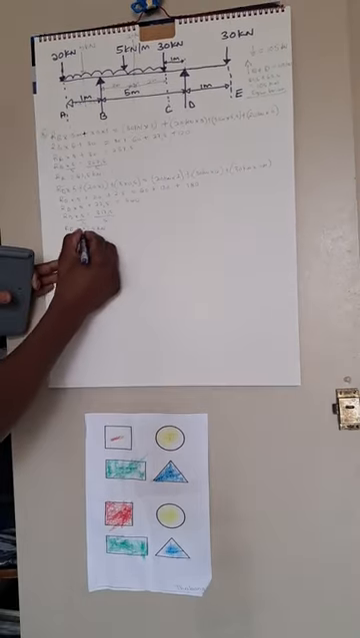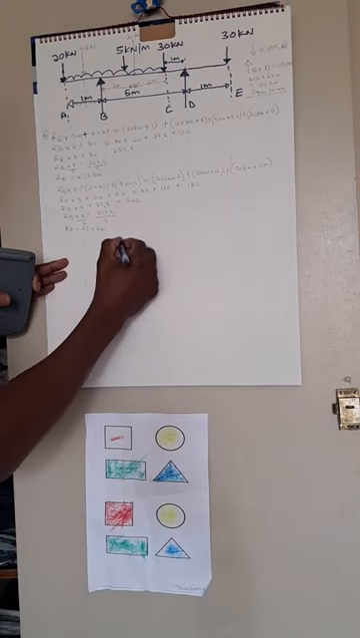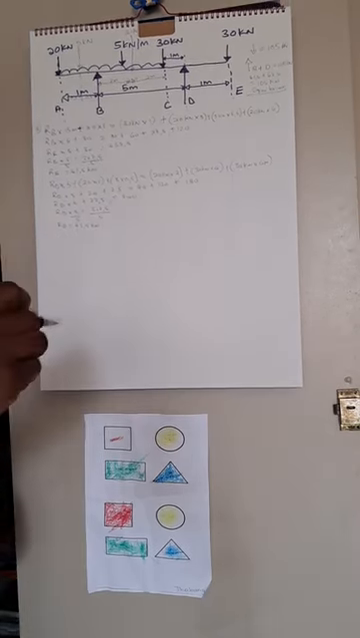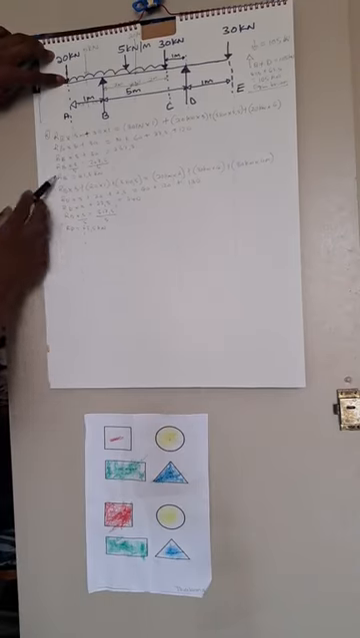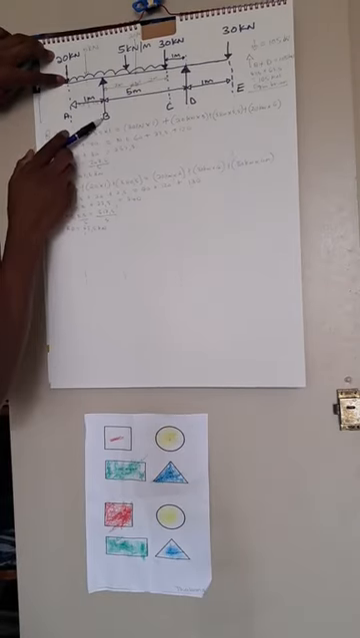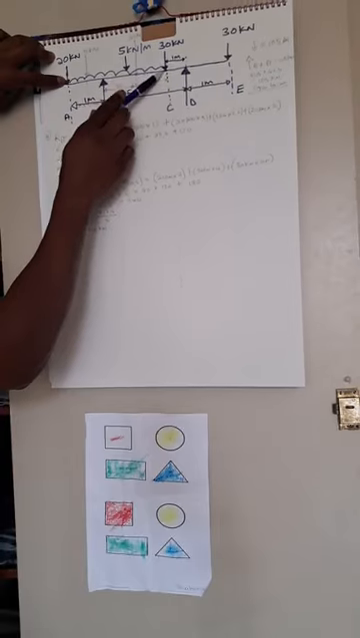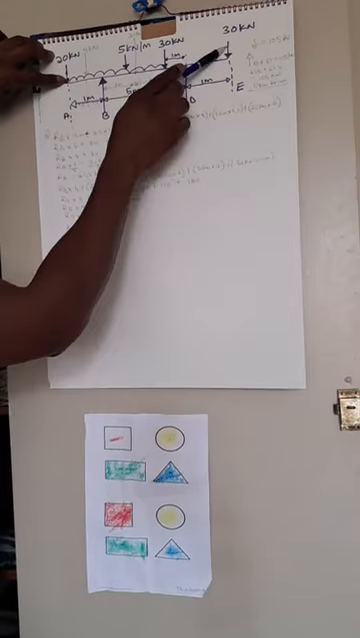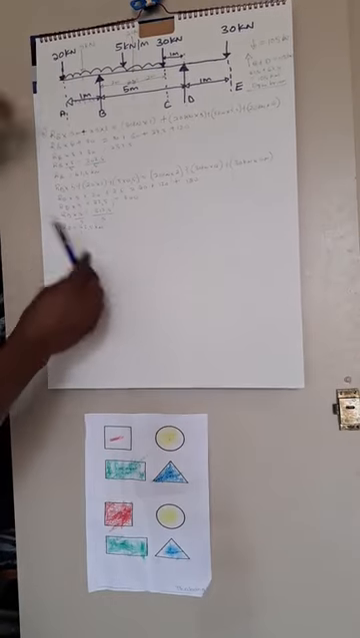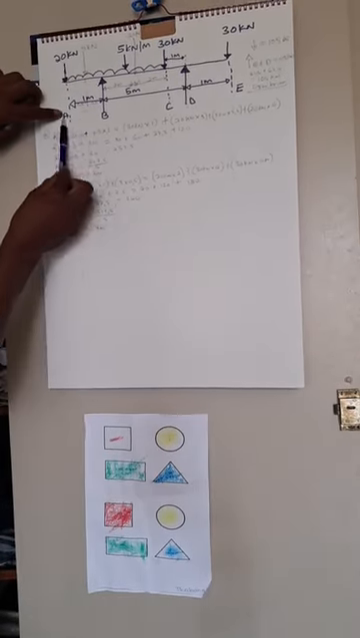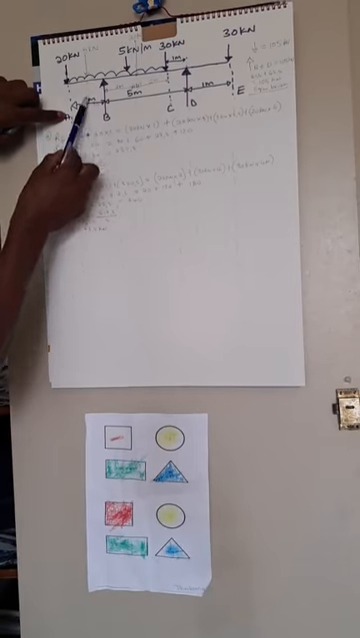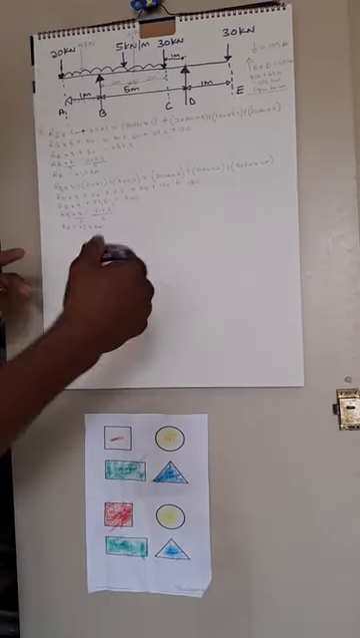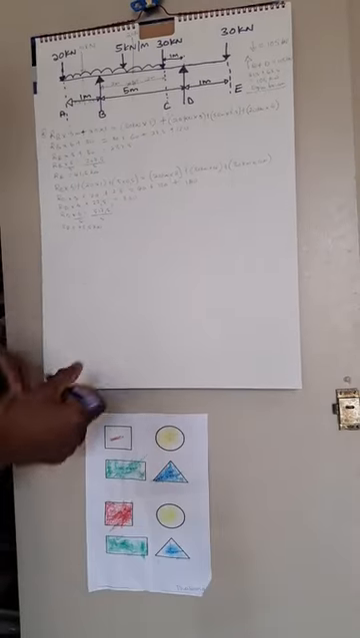So I'm just putting these dotted lines or these broken lines on every point where there is a point load. At A, we have a point load. At B, we have a point load. At C, we have a point load. At D, we have a point load. At E, we have a point load. But if you look in between A and B, we don't have a point load. We have an imaginary 5 kilonewtons, which is a result of a UDL. Same applies to B and C.